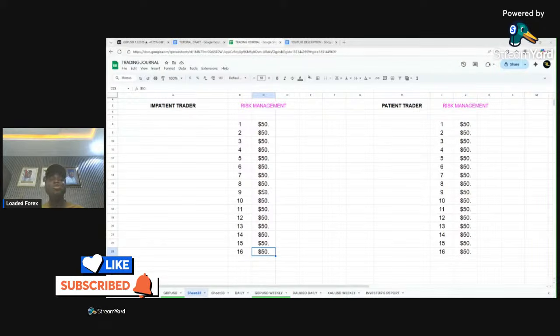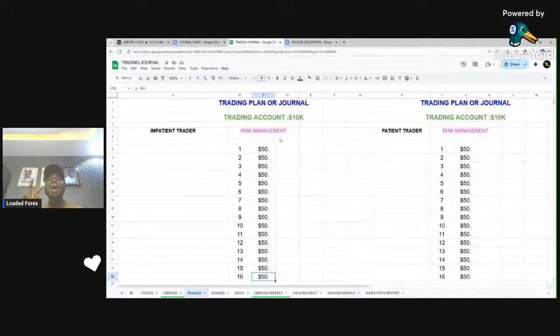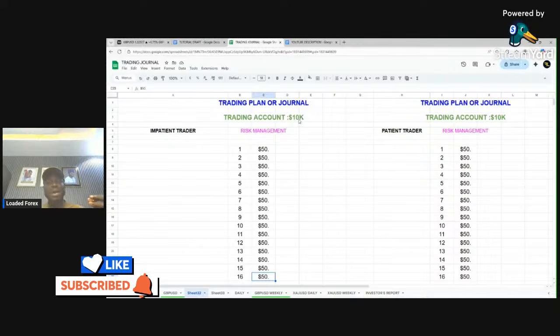Same thing in trading. You have to see trading as a business. You have to keep the record of your trading journal, which is very, very important. So, I'm going to use two accounts. Let's say a 10K PropFirm account.